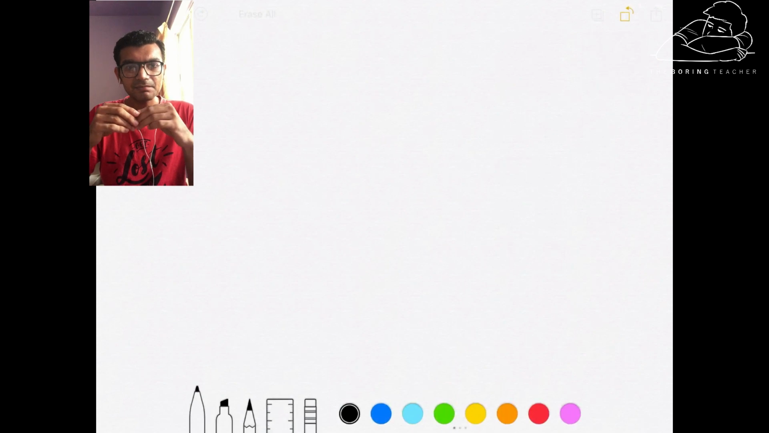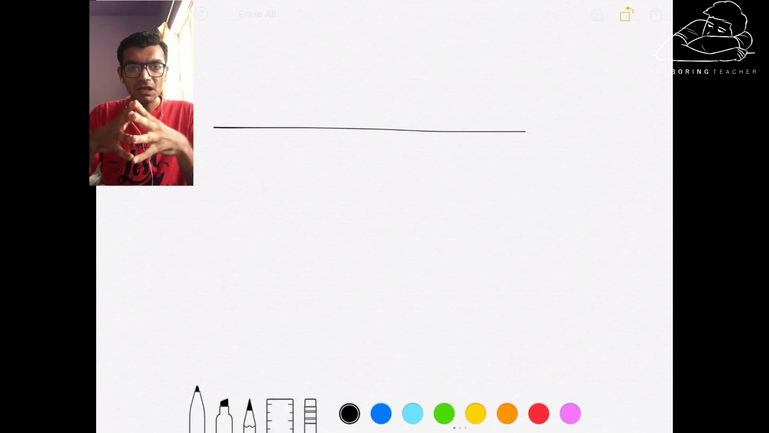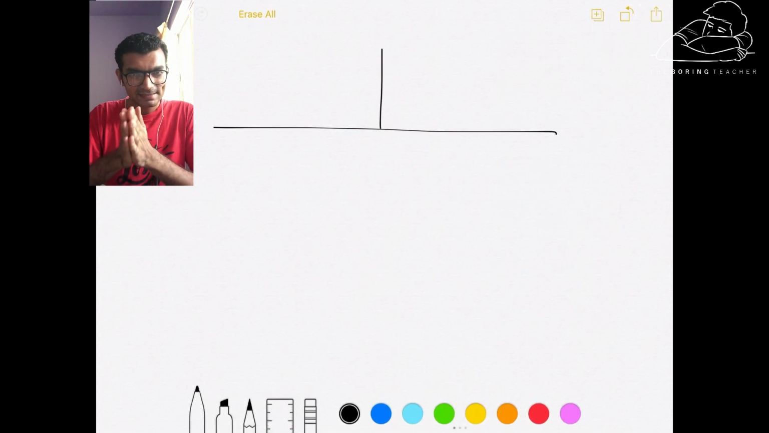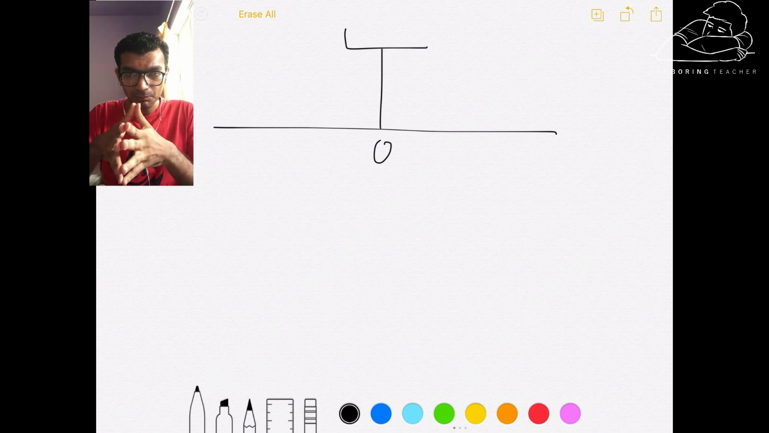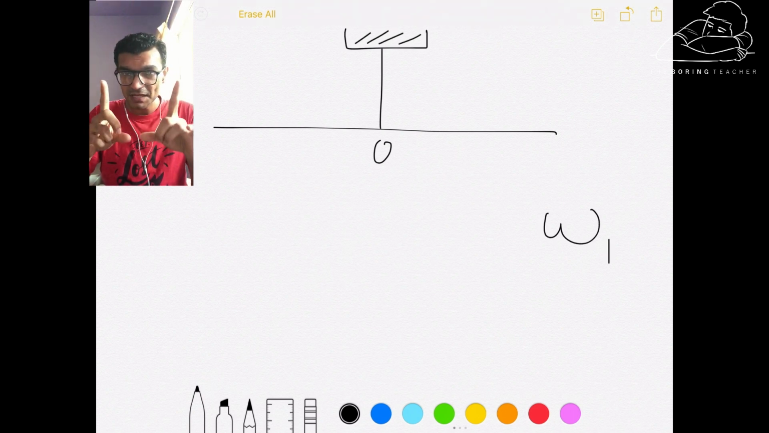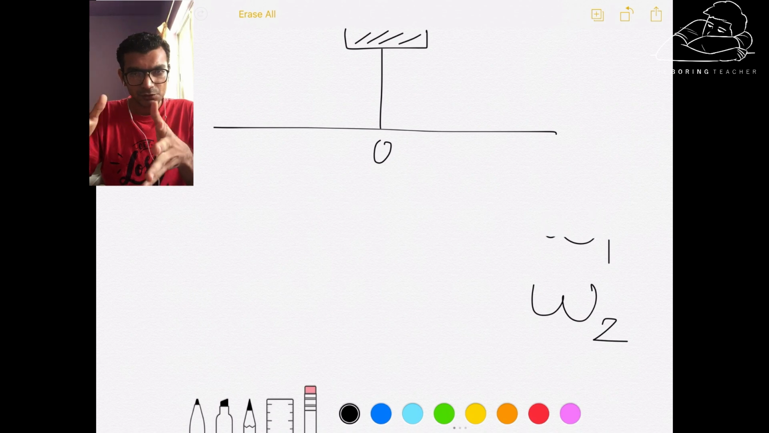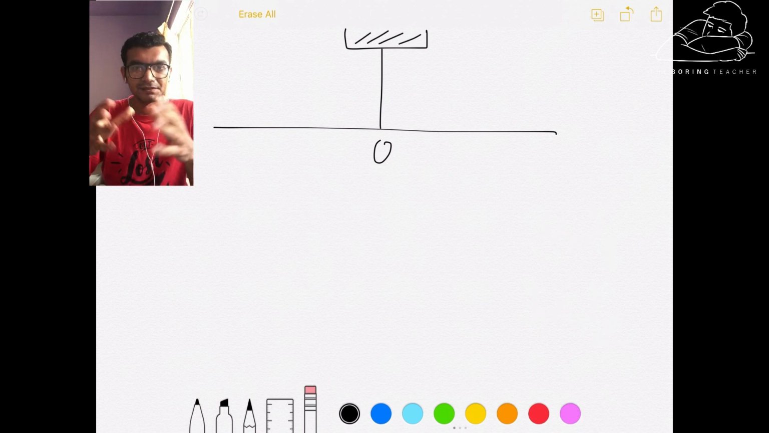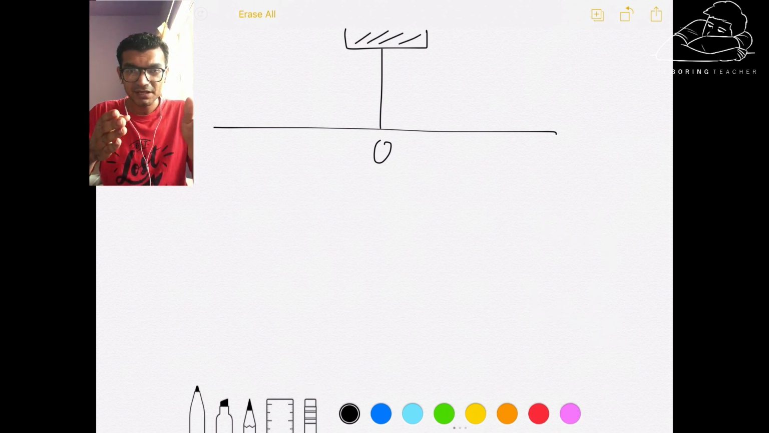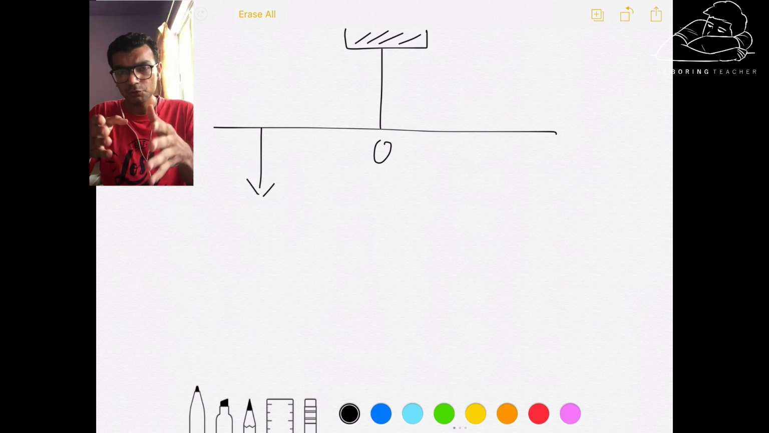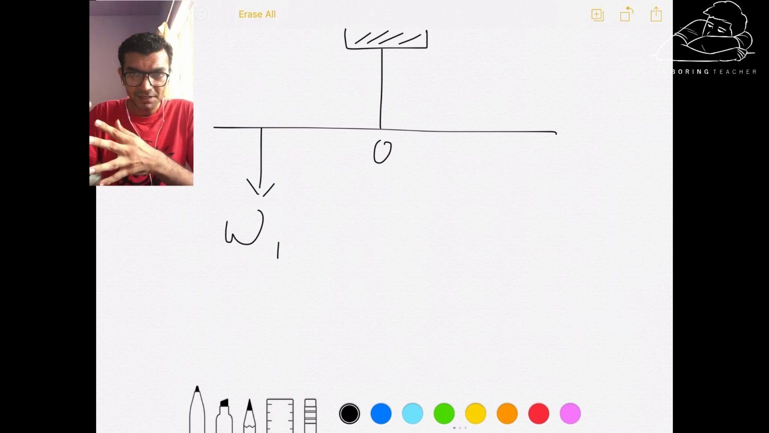So let us perform a small experiment. Let there be a uniform meter rule which is tied at the point O, exactly at the center, with a rigid support. Because of this it will remain horizontal, that is, in equilibrium. Now let us say we have two weights, W1 and W2. Let us assume they are unequal weights. W1 is attached at the point A and W2 is attached at the point B.